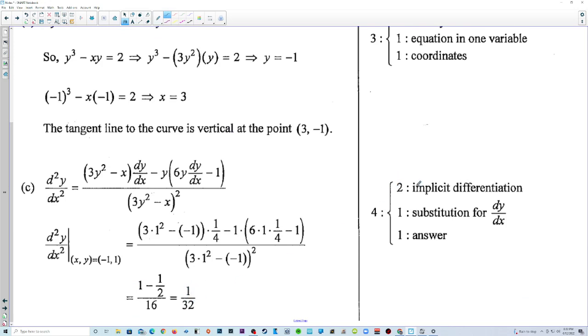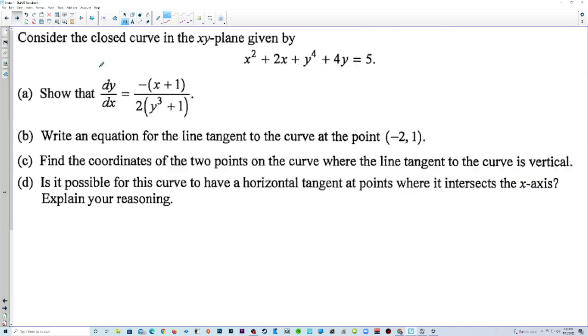There it is. So 2 for the implicit differentiation, 1 for substitution for dy/dx, and then 1 for the answer. And you can see that they substituted in 1/4 for dy/dx.